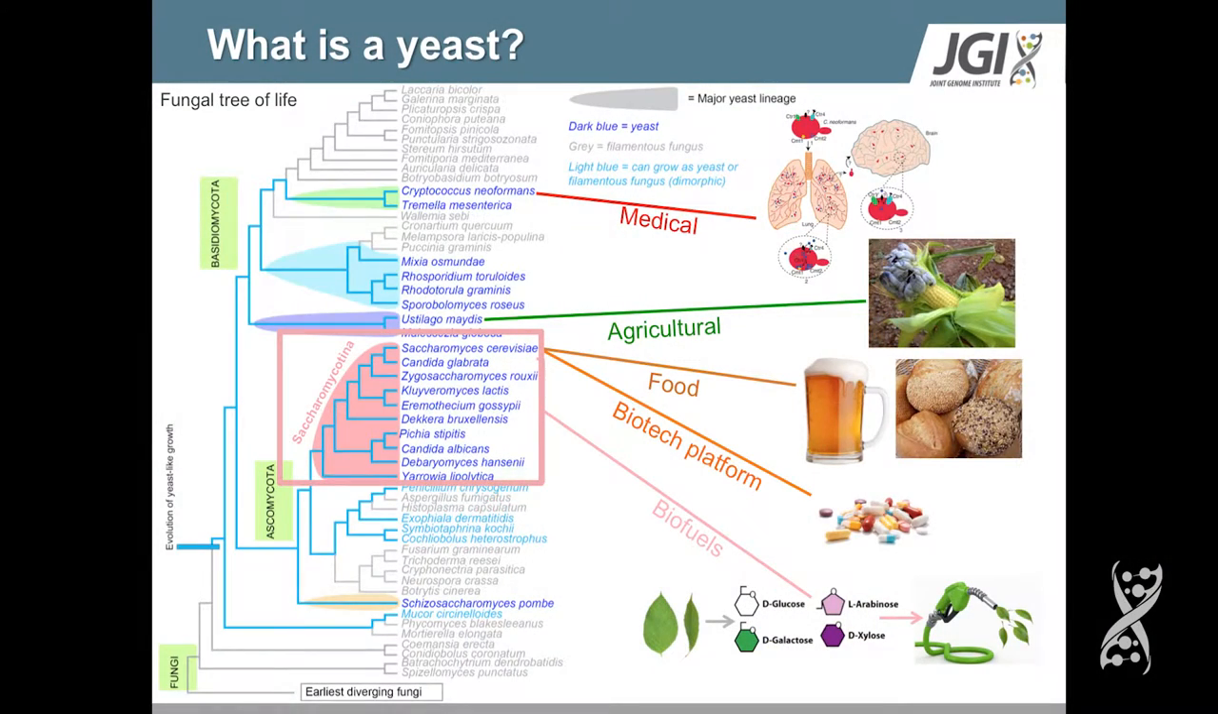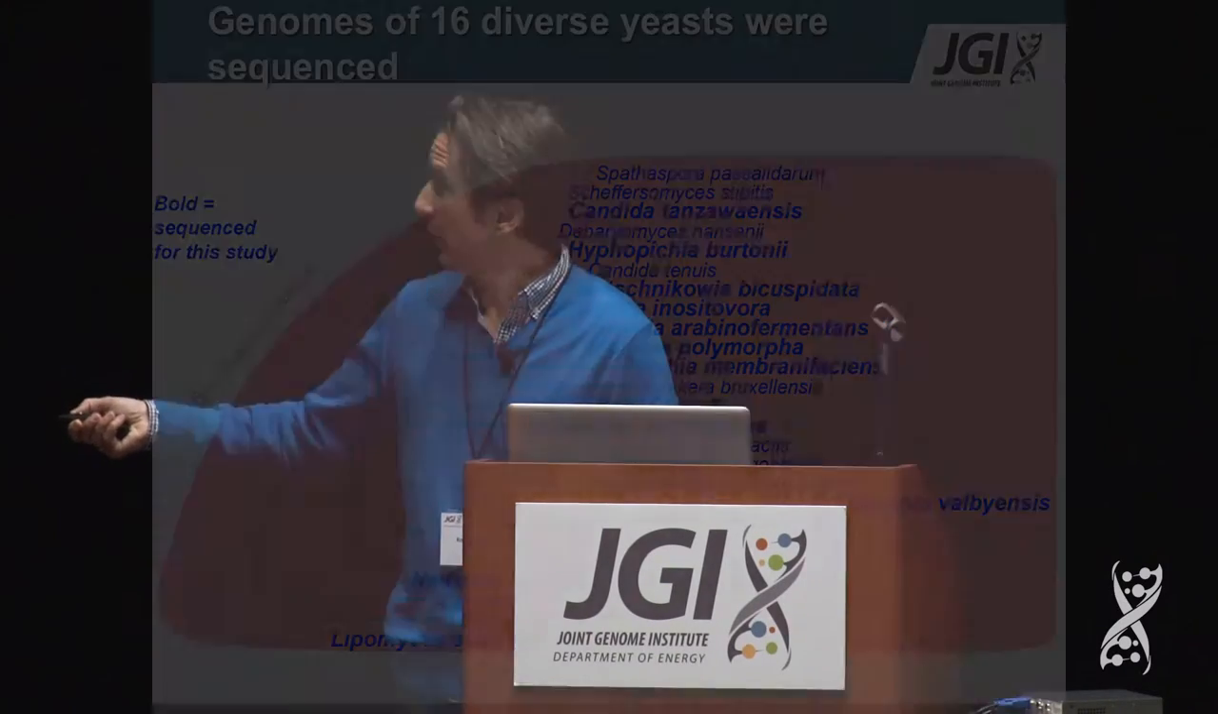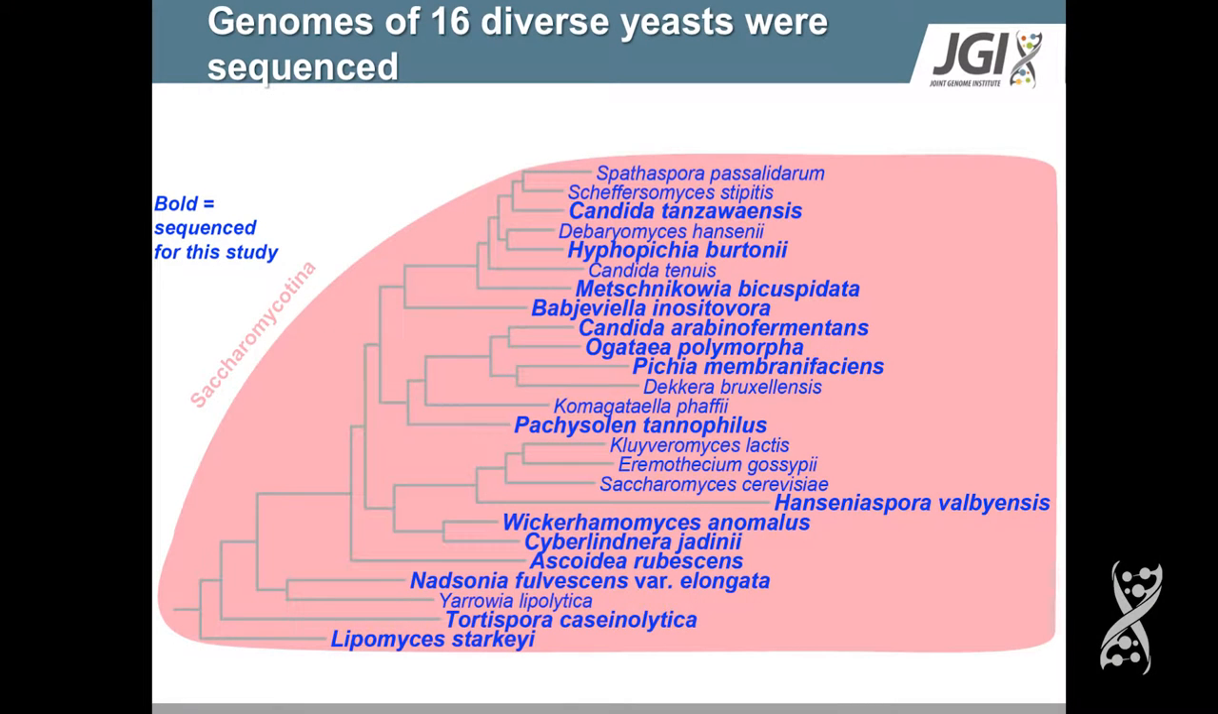And so for the rest of this talk, I'm going to focus in on Saccharomycetina. This is zooming in on Saccharomycetina. We sequenced 16 new yeast genomes, 15 of them from this subphylum and one outgroup. The newly sequenced ones are shown in bold, and the genomes that were already available are shown in smaller print.